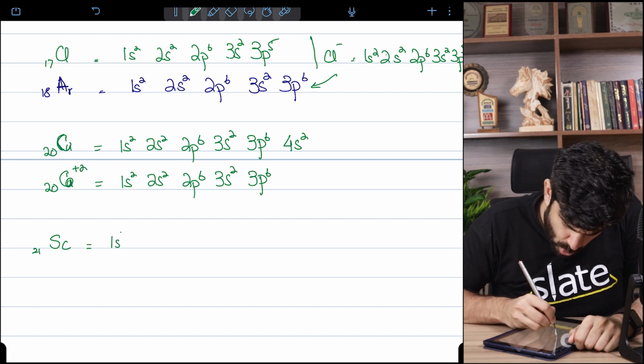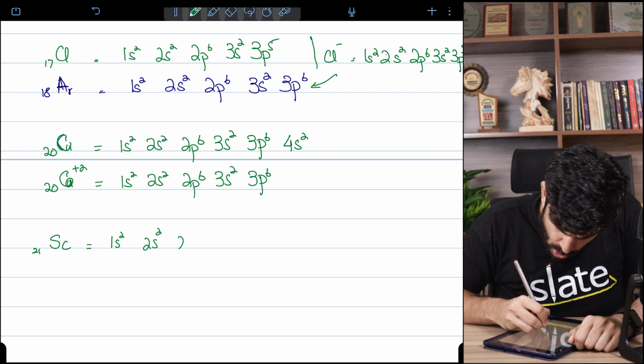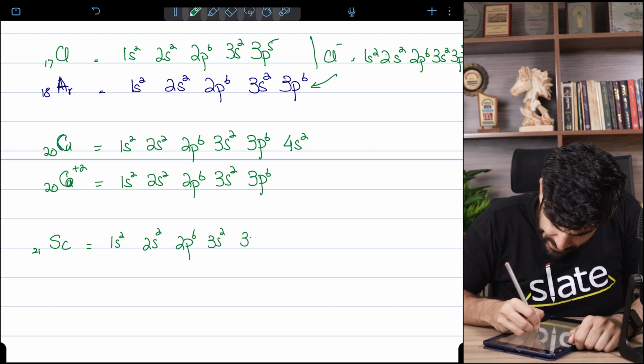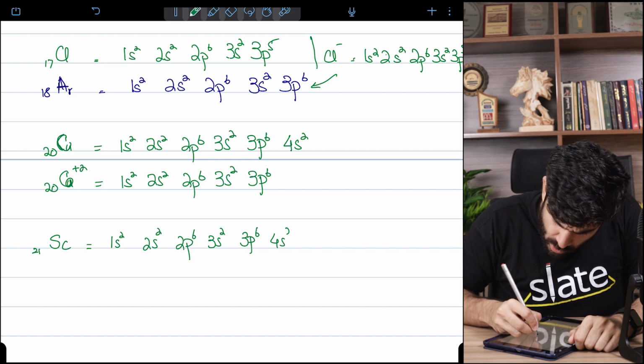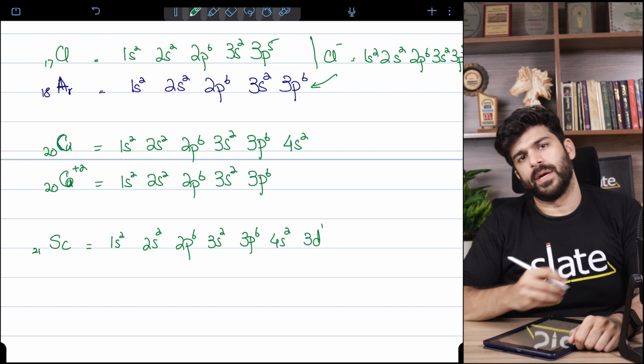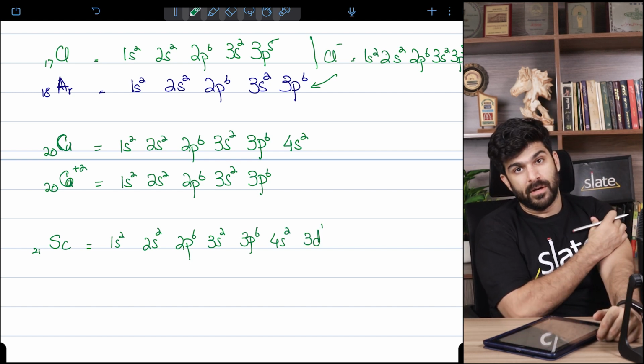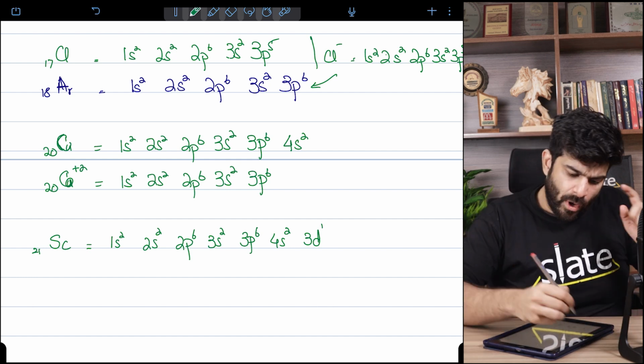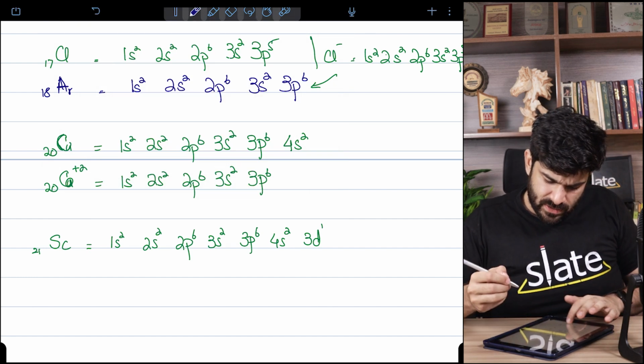So it was 1s2, 2s2, 2p6, 3s2, 3p6, 4s2, and 3d1. This is something we do remember. Now, an important concept here. Remember what did we study about transition elements?